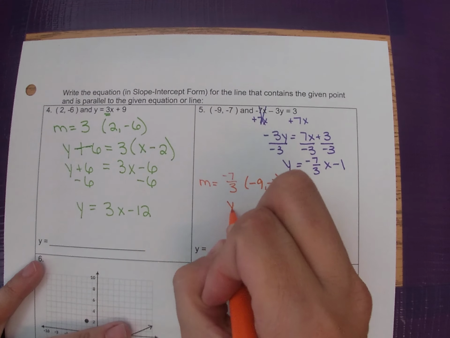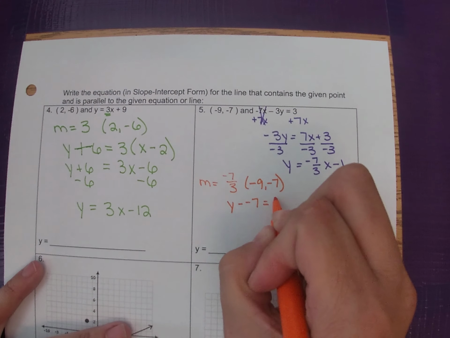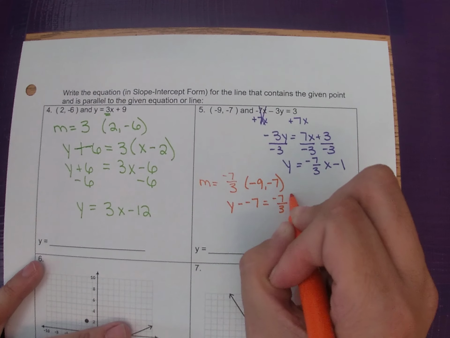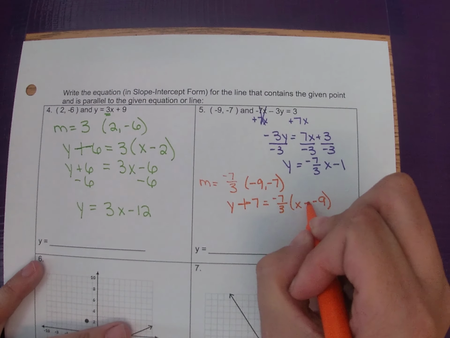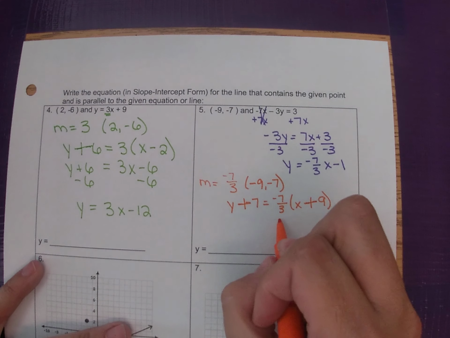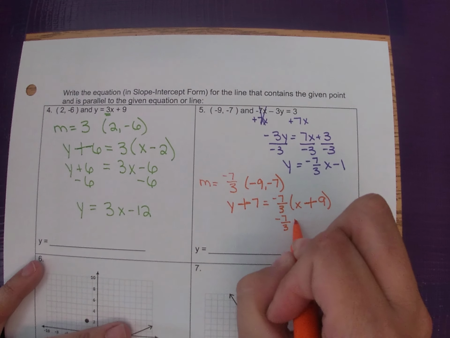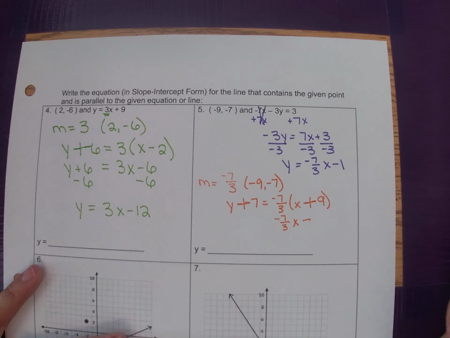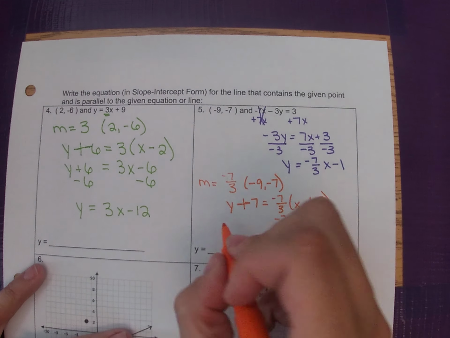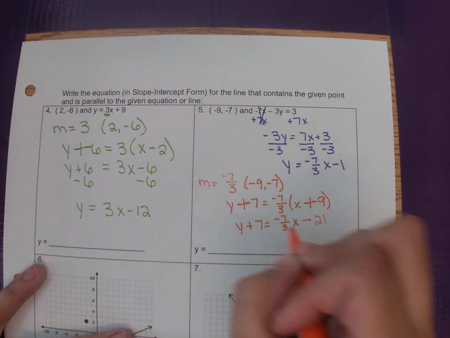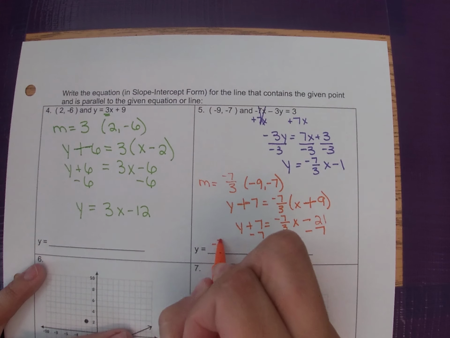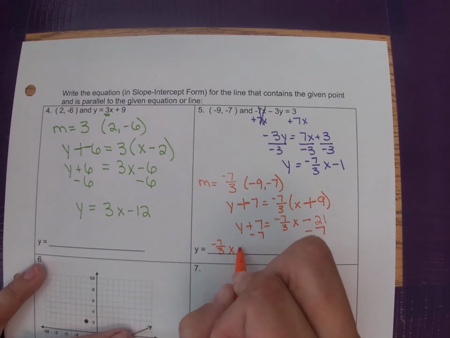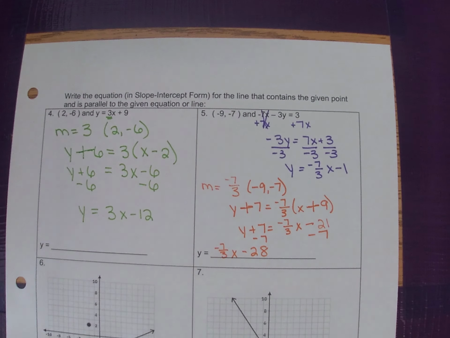So I'm going to say y minus -7 equals -7/3 times x minus -9. Right, two negatives make a positive. I'm going to start distributing. So -7/3 x, minus 21. Again, use a calculator to help yourself if you need to. I'll say -7, so I'll get y equals -7/3 x minus 28.